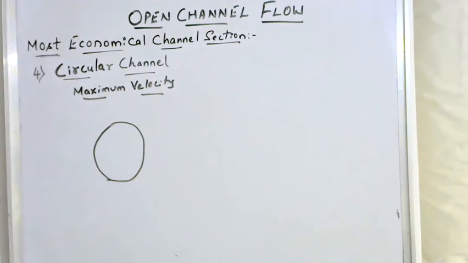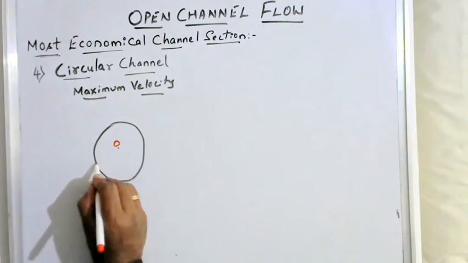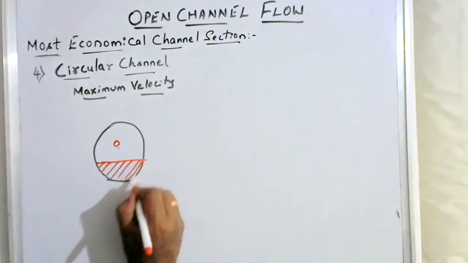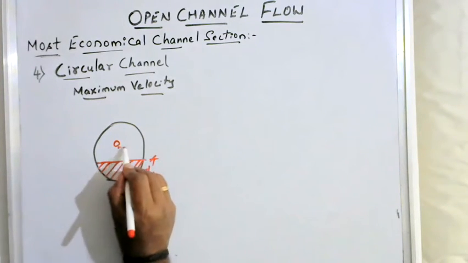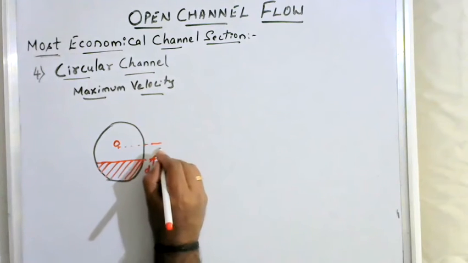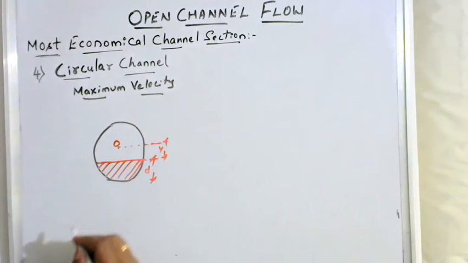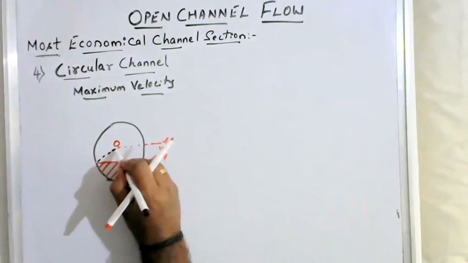Okay. So the center I'll take as O, which is running half full. This is the depth of the flow of water. The remaining depth from the center I'll take as y, small y. Okay. Now, if I join this, this will be what?